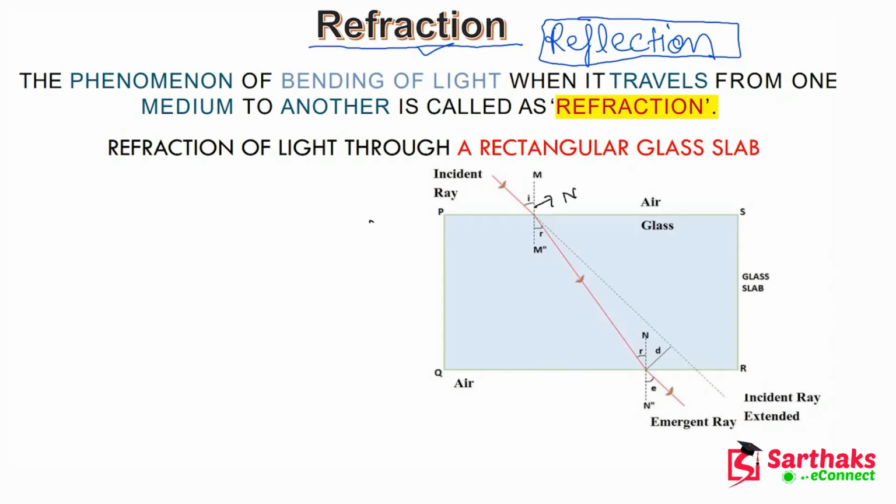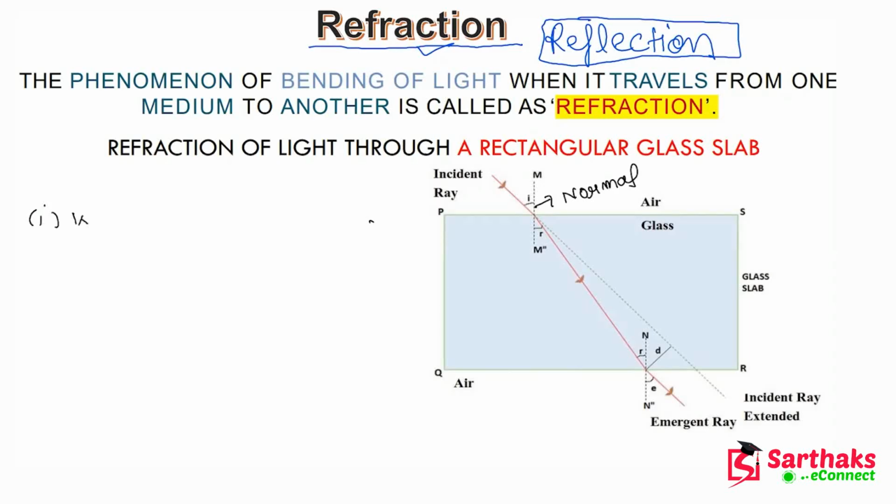What is normal? A normal is a line which is perpendicular to the surface. So this is your normal, and this light ray is bending towards the normal. It is not its actual path. It is not the path which it was following previously. It is its new path. Now, here you can also see that after entering into the air from the glass, it is again bending away from the normal. This is the normal and it is bending away from the normal. So, this bending of light is known as refraction.